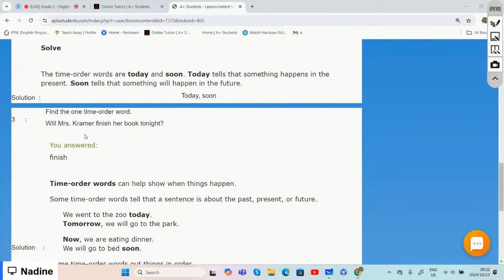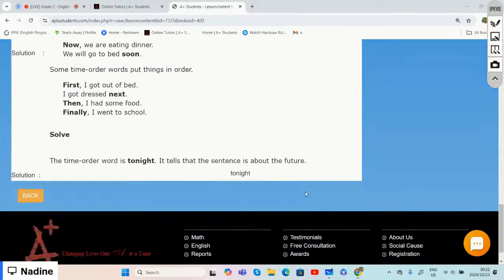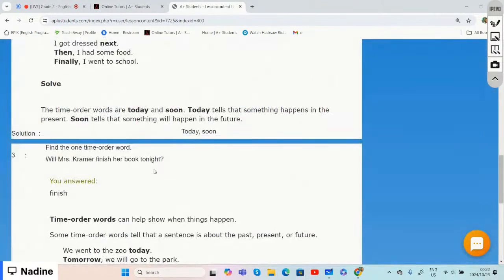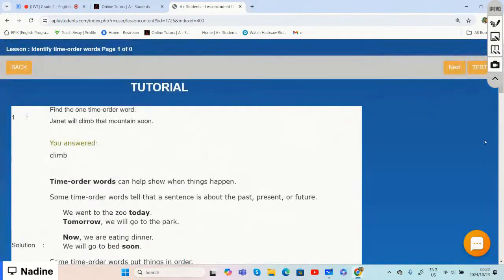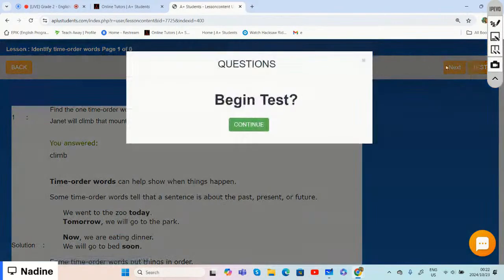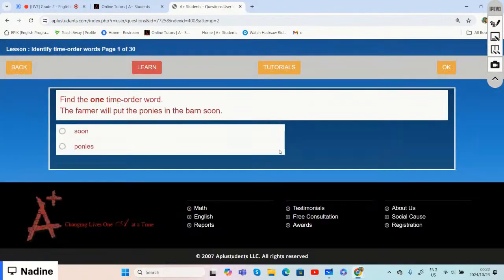All right. So if we now look at the next time order word, it says, will Mrs. Kramer finish her book tonight? We already did that one, right? Because we said tonight she will finish her book. All right, let's go to our test, where we are going to identify time order words.